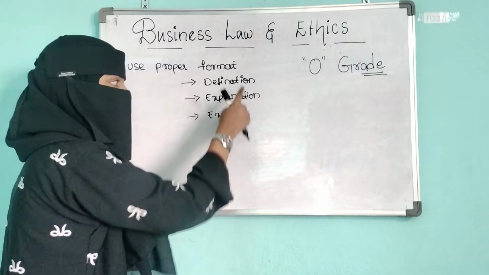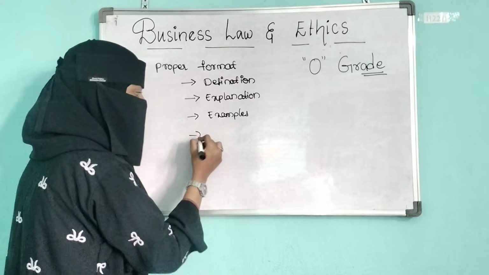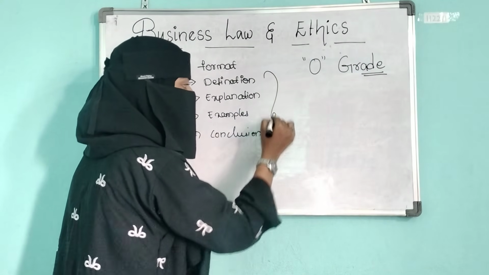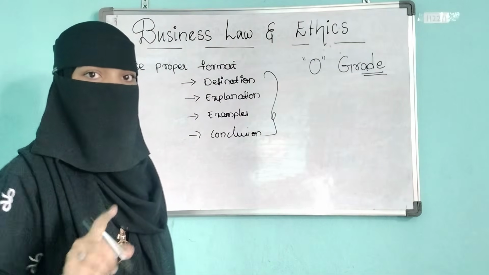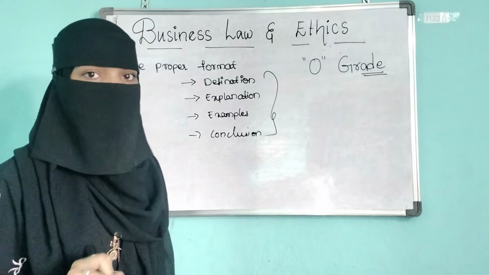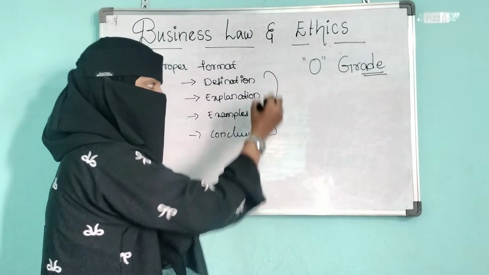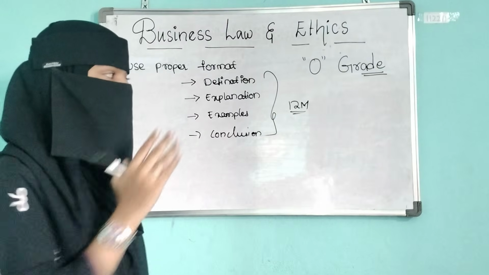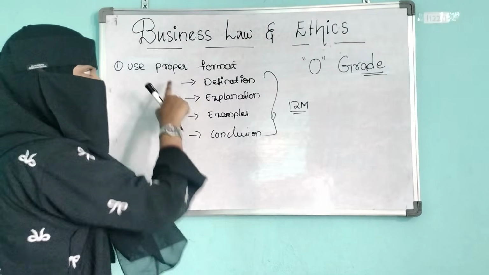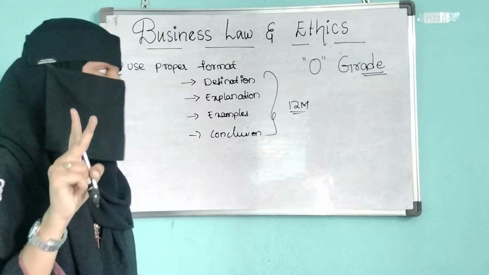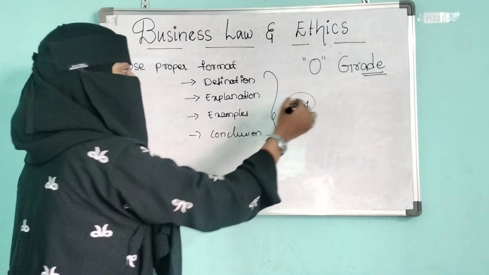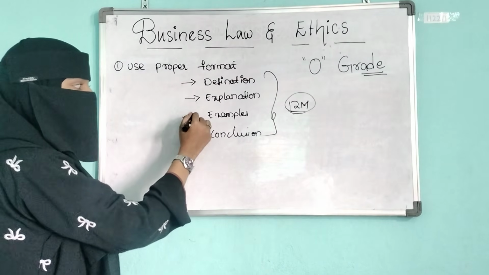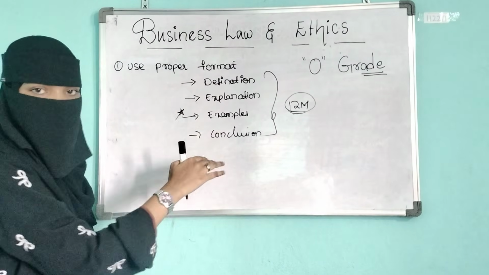So definition, explanation, examples. After that, you need to give conclusion. This is the very important format which you need to follow in order to write your answers in part B of section. If you write it in this way, then only you will be scoring 12 marks. Otherwise, don't expect that you will be scoring 12 marks. So this is first tip or first trick in order to score 12 marks from each answer. Definition, explanation, examples, very important, guys. This is the way how you will be writing.